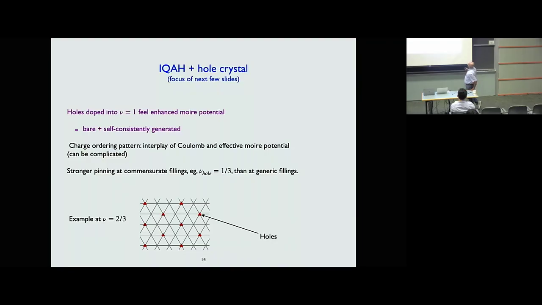Now, the presence of the effective Moiré potential means that you might have stronger pinning at commensurate fillings. At generic fillings, only impurities can pin this crystal. It will be incommensurate with the Moiré lattice. But at commensurate fillings, for instance if the hole filling is 1/3, you can have this structure, which nicely fits the Moiré superlattice, and then it will just get pinned very strongly.